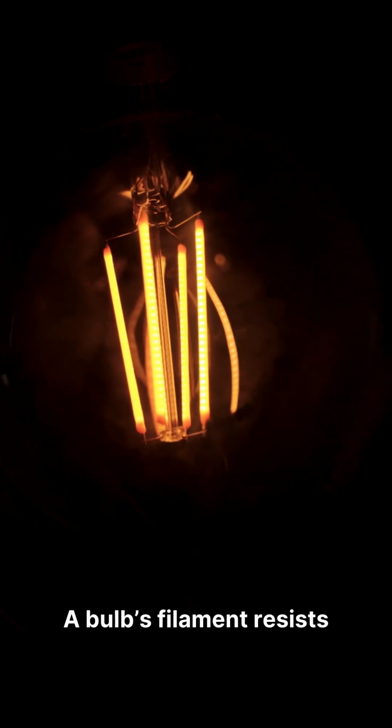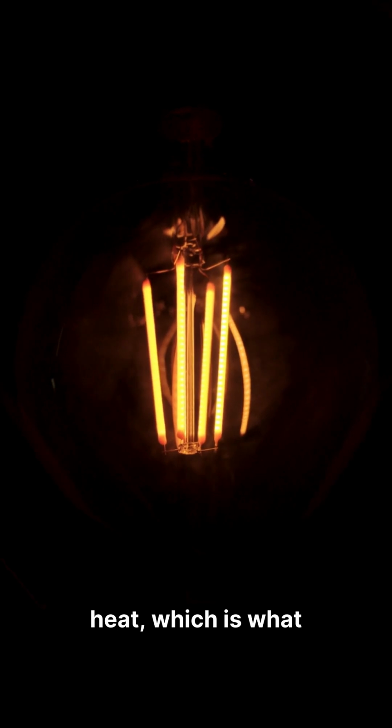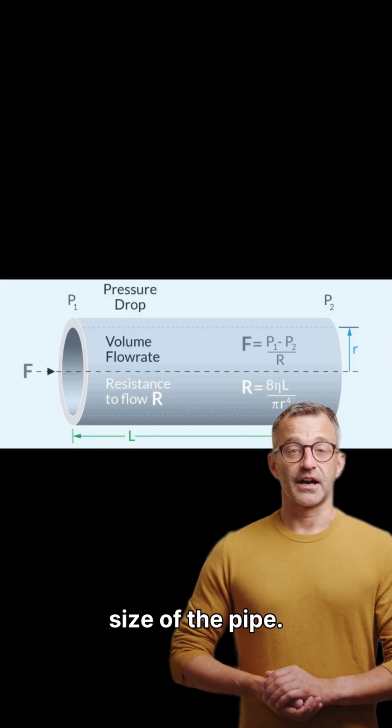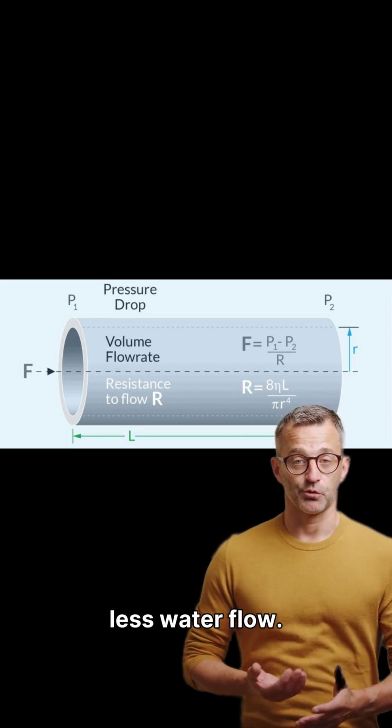A bulb's filament resists the current, converting electrical energy into light and heat, which is what makes it glow. In our water model, resistance is like the size of the pipe. A narrow pipe offers more resistance, leading to less water flow.